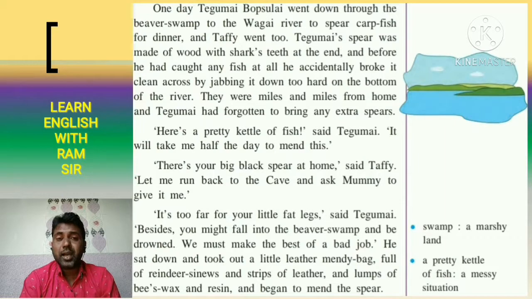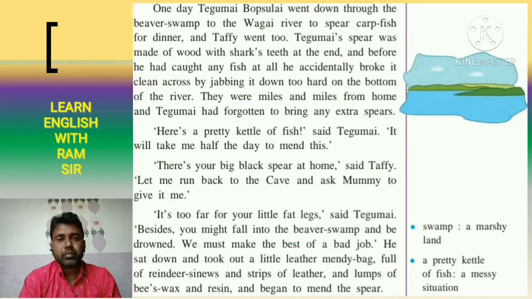तो उसने क्या किया, अपने पास जो एक थैली है उसके पास उसे निकाला और उसमें से उसने रेंडियर सिन्यूज मीन्स उसके जो रेंडियर के बाल होते हैं, जो बाल या जिस बालों से उन्होंने रस्सी बनाई हुई थी, तो ऐसे छोटे छोटे उसने क्या किए, अपने स्ट्रिप्स जो थे लेदर के वो बाहर निकाले. And lumps of beeswax, और उसे कनेक्ट करने के लिए, उसे चिपकाने के लिए उसने बीज वैक्स जो है उसके पास उस बैग में वो भी उसने बाहर निकाला.